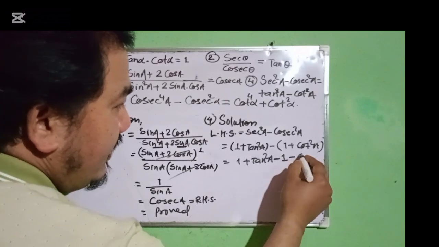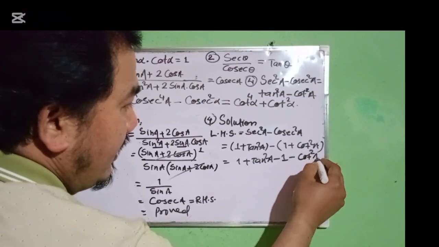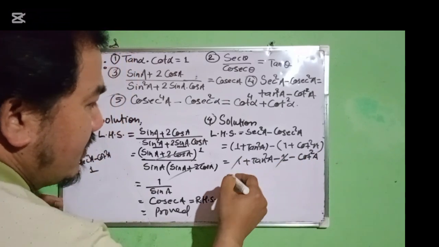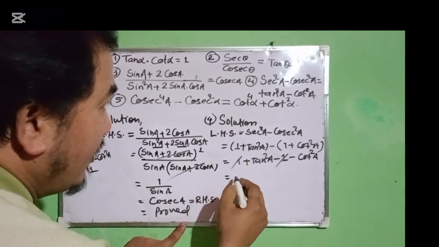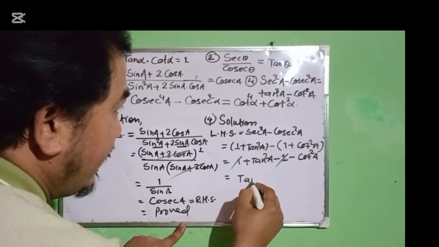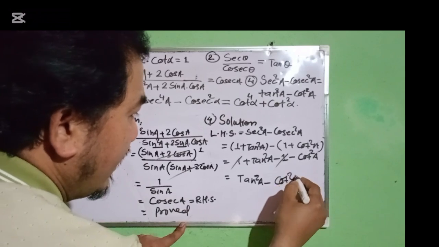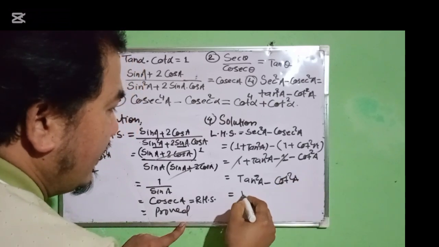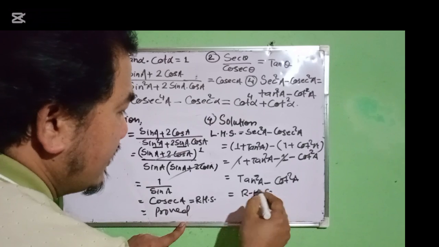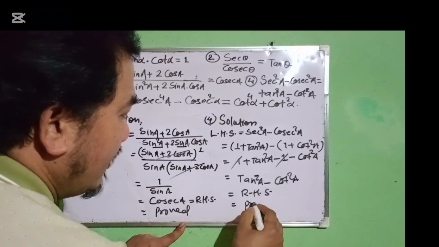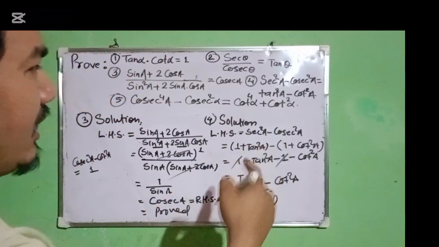Okay. And right here cot square A, and this minus 1 and plus 1 cancel. And what is remaining now here? Here is remaining tan square A minus cot square A. This is our right hand side to bring. Okay, RHS, hence proved. We proved the right hand side from this.